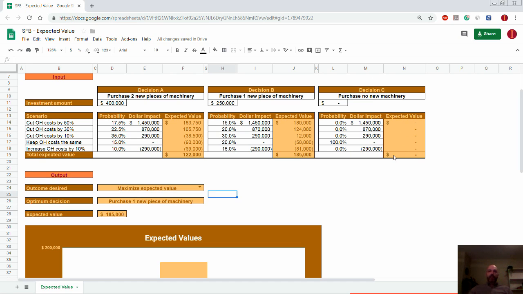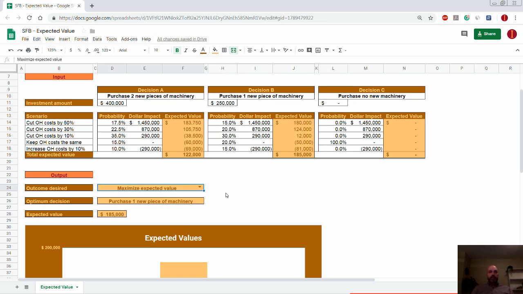Not doing anything has an expected value of $0, but purchasing equipment has positive expected values. So we go back down here to what we talked about earlier. Take the outcome desired, which is maximize expected value. You can choose maximize or minimize, and you'll notice if I change it to minimize, the optimum decision is to purchase no new machinery. But that's not what we'd want to do in this case. We want to maximize expected value.